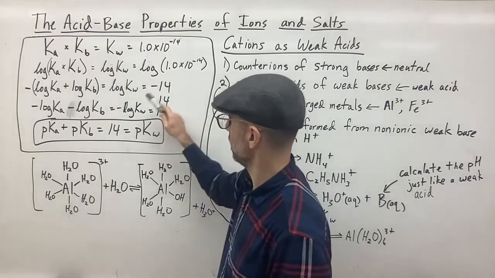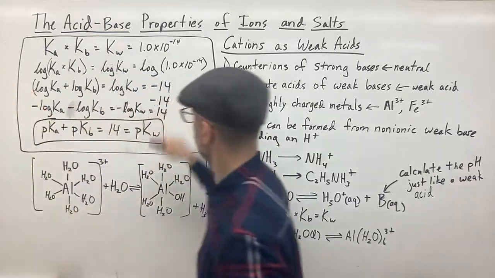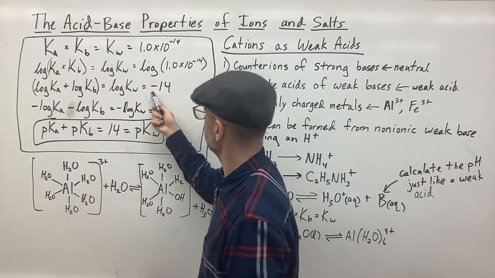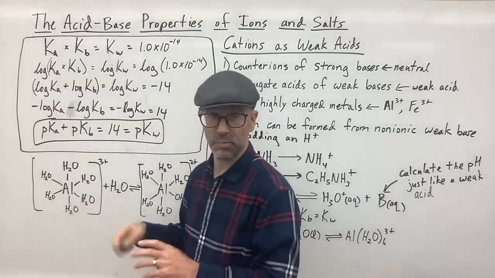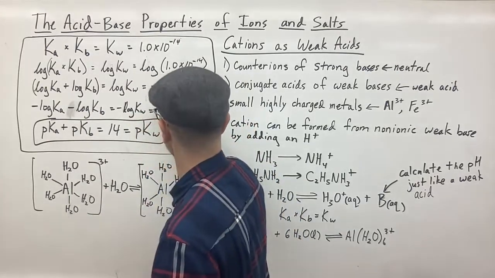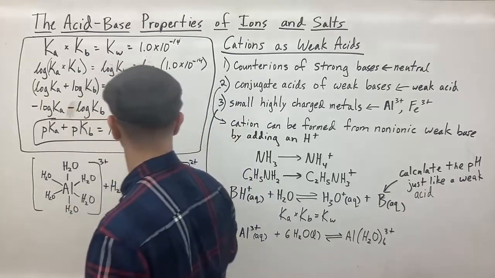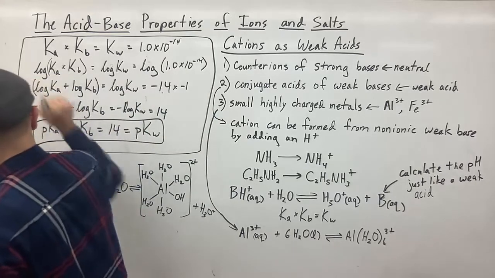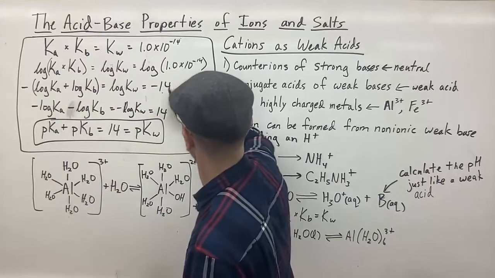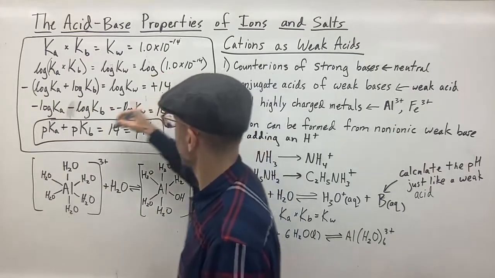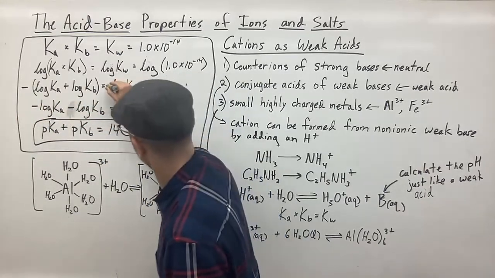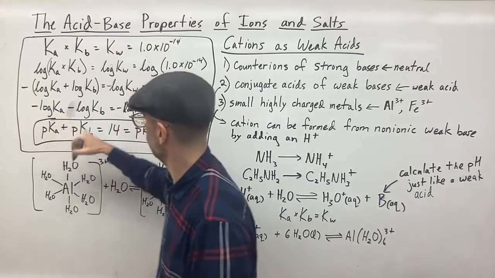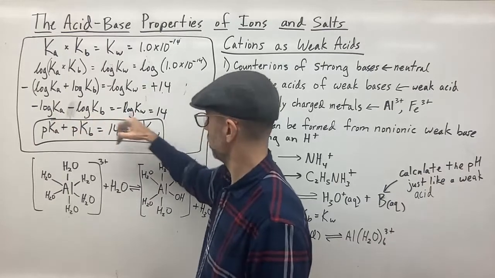Now, what I can then do is take the negative of both sides. If I divide this by negative 1 and I divide this by negative 1, or multiply by negative 1 on both sides, then this side would be negative, and then this side would be positive. So now I have the negative log of Ka plus the negative log of Kb is equal to the negative log of Kw, which is equal to 14.